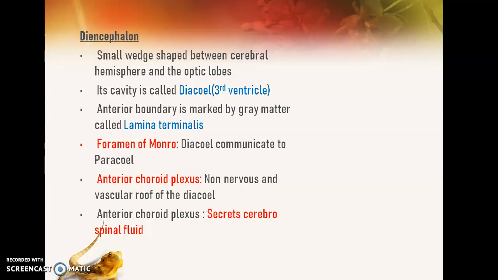And the function of this structure is that it will secrete the cerebrospinal fluid. We know that this is a fluid which fills both the brain as well as the spinal cord. Okay, so that's all about the diencephalon.